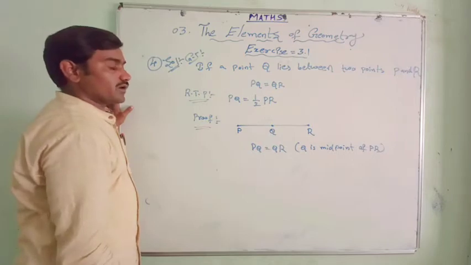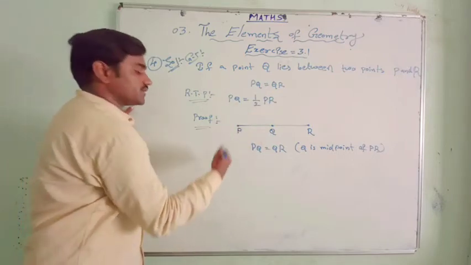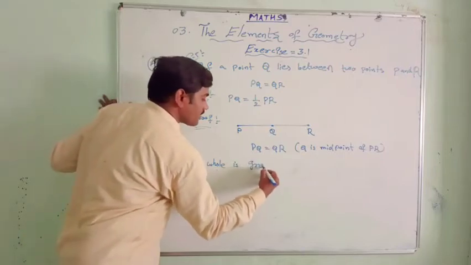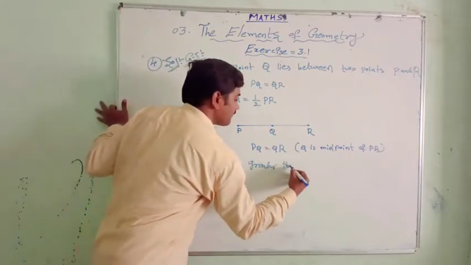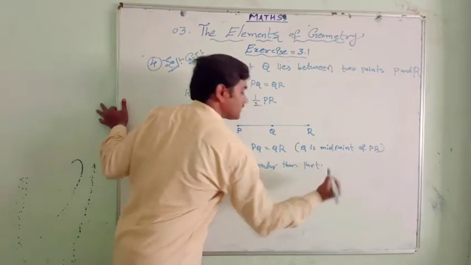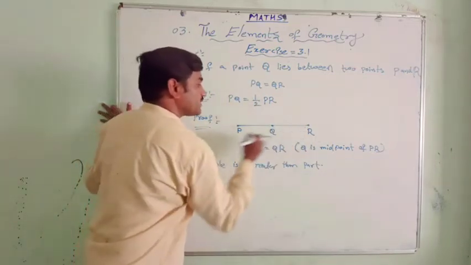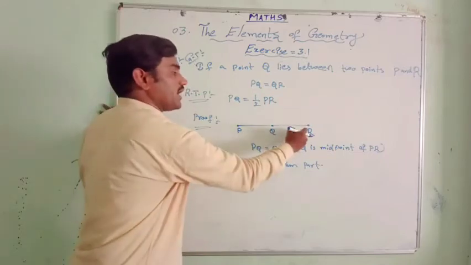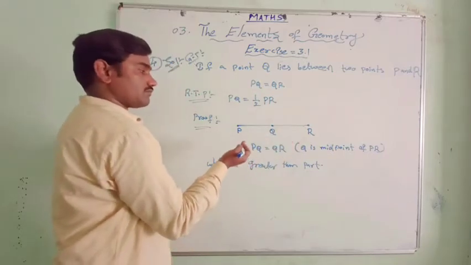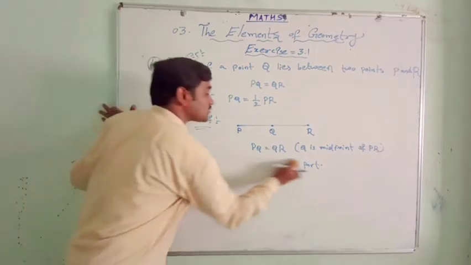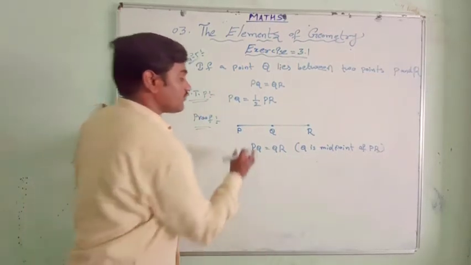How can we prove it? I know that the whole is greater than the part. Again, the whole is greater than the part. This we know. So what is the whole here? That is PR. Here PR is greater than the sum of these parts. Or else, without using these statements also, we can do it. Let me go for that.